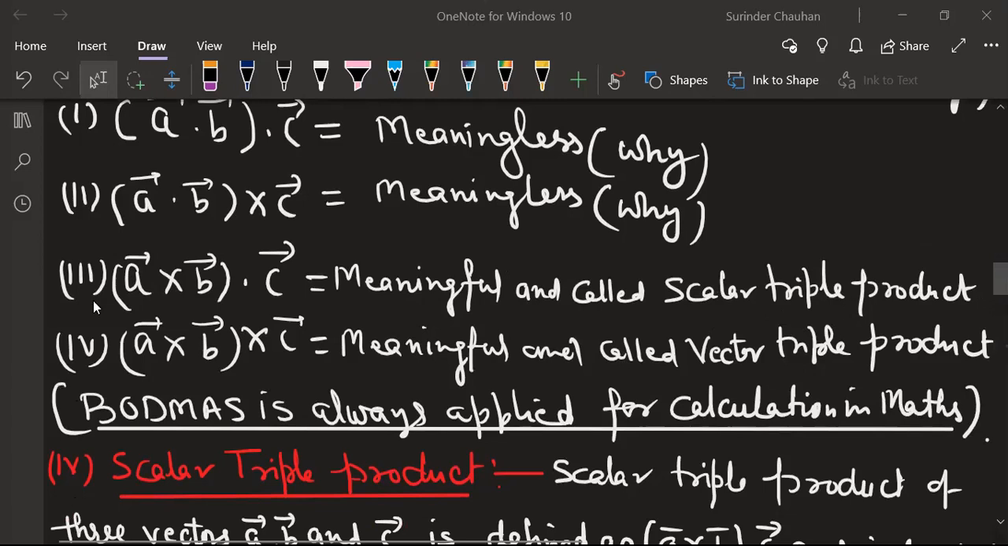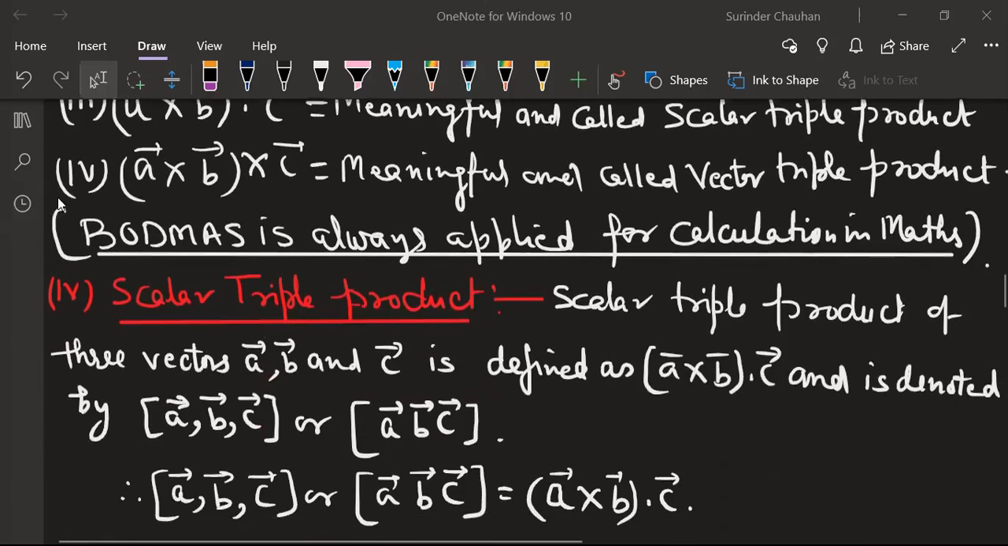And fourth, A cross B cross C, is again meaningful because A cross B is a vector, and the resultant vector of A cross B into vector C is again a vector. The cross product of vectors is a vector quantity, so this is meaningful. The resultant of these three vectors is a vector quantity. It involves how many vectors? Three. So this is called the vector triple product.